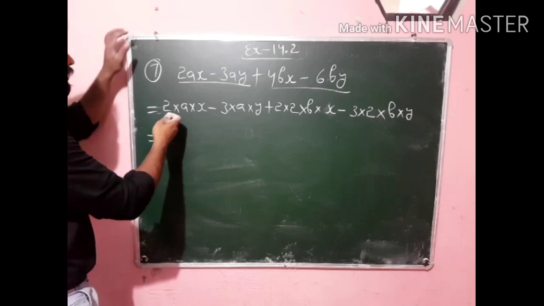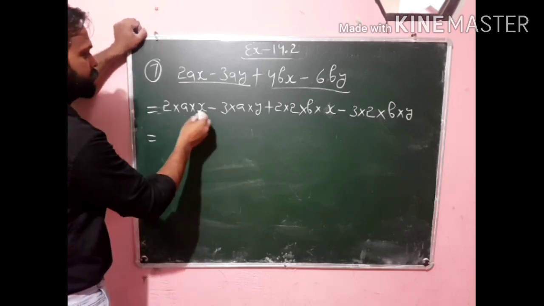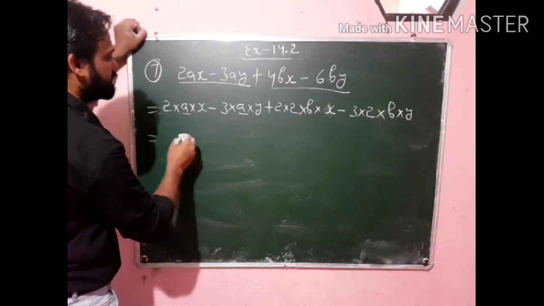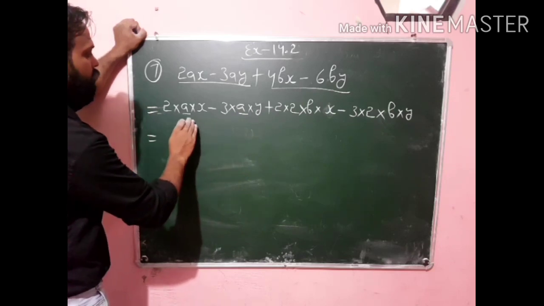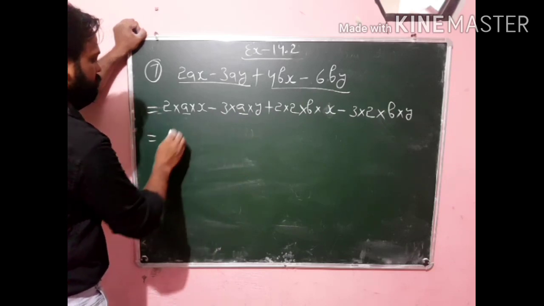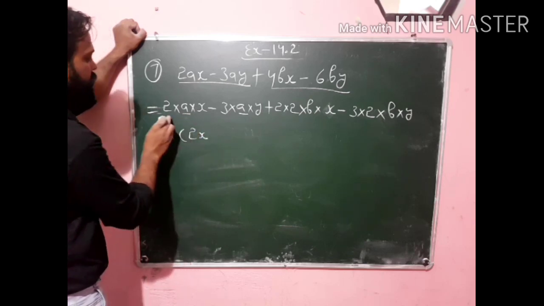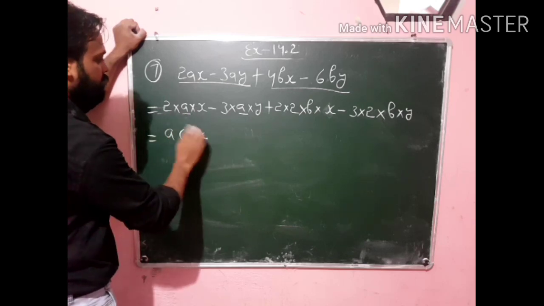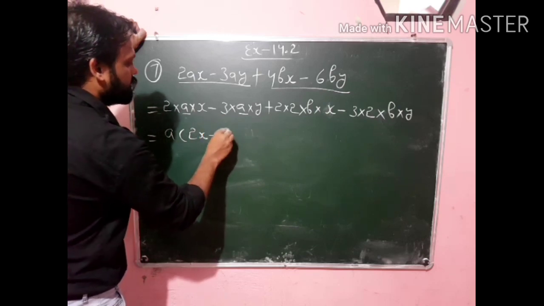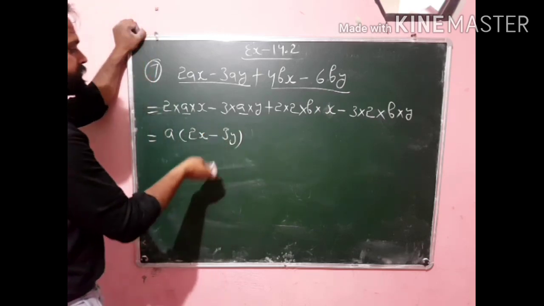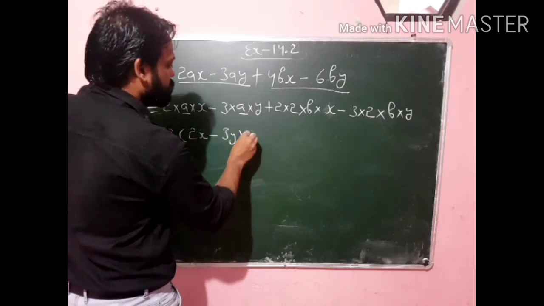So again we have to solve this first group. How? This a is common here. You can see this a is common. No other term is common here. So take this a common. So we got this: 2x inside the bracket because 2 multiplied by x is left, minus sign as it is. This 3 into y is left inside the bracket, and then plus sign as it is.